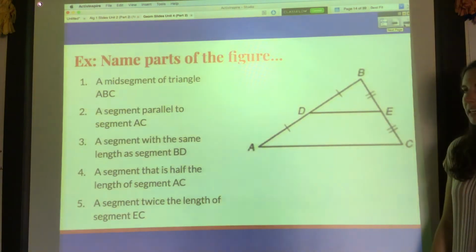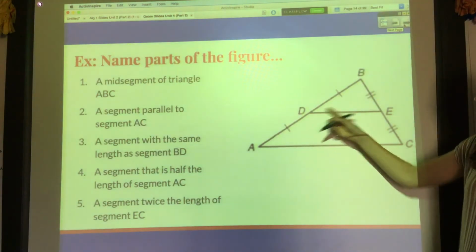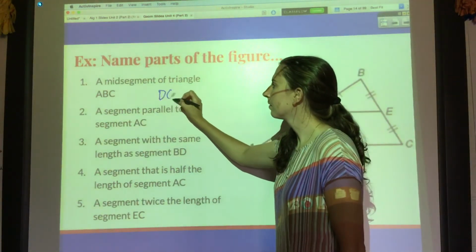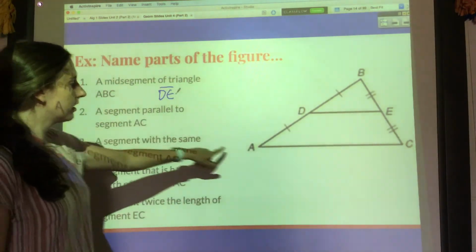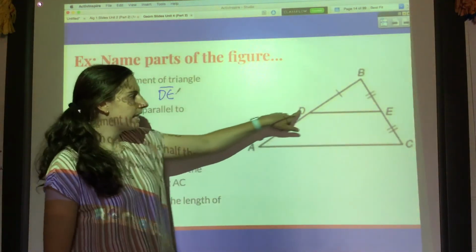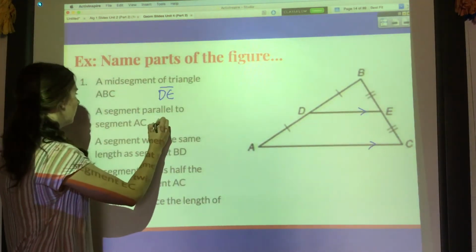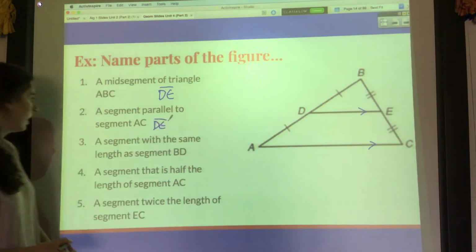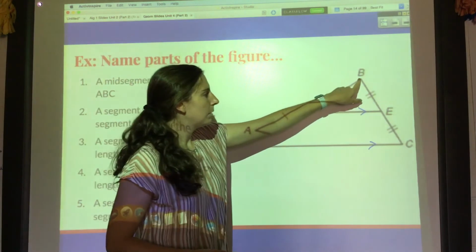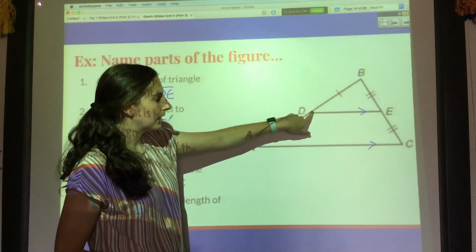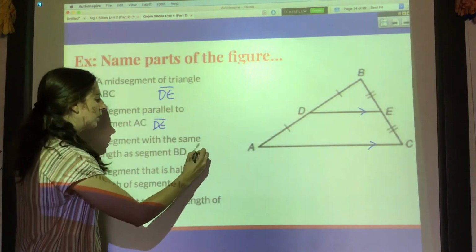All right, on this one we're just going to name some parts. So name a midsegment of the triangle ABC. DE would be a midsegment. Name a segment parallel to AC. Since DE is a midsegment, I know it's parallel to AC. So once again, DE. Name a segment with the same length as BD. BD is right here, and since this is a midsegment, it cuts it in half. So BD and DA are congruent.